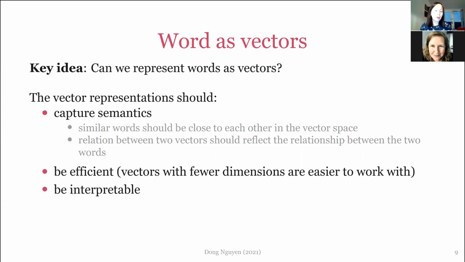And also, if we look at the relation between two vectors, so if we look at the positions of the words in a vector space, they should somehow reflect the relationship between these two words. Ideally, the vectors are also easy to use in a computational system. They should be efficient, which means, for example, that shorter vectors, so vectors with fewer dimensions, fewer numbers, are easy to work with. And ideally, they should also be interpretable, but this still remains quite an open question in natural language processing.